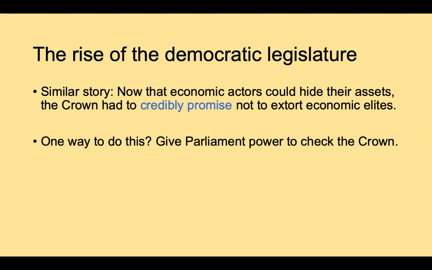Now, this is a very, very similar story. The only difference is that the crown in this case is trying to credibly promise not to extort economic elites, and so it's taking it upon itself to give Parliament that power. In the first story, the economic elites are demanding through Parliament to have this power and to have this protection from expropriation and overtaxation.